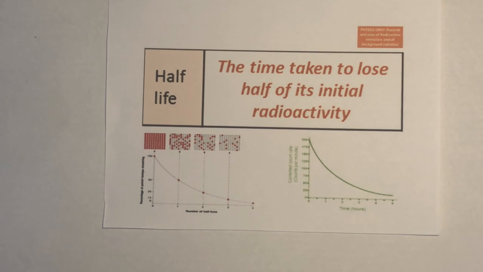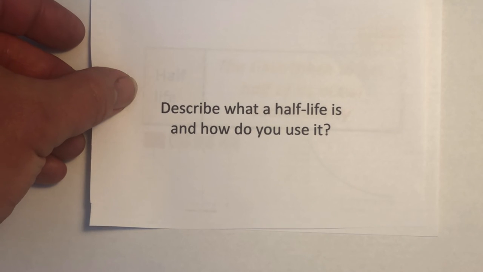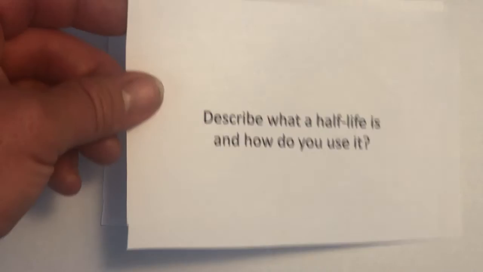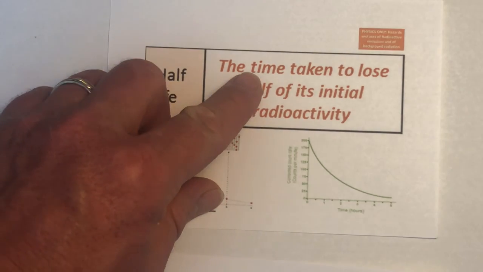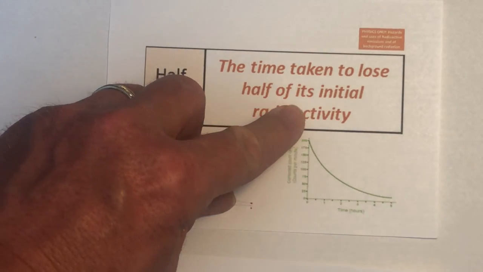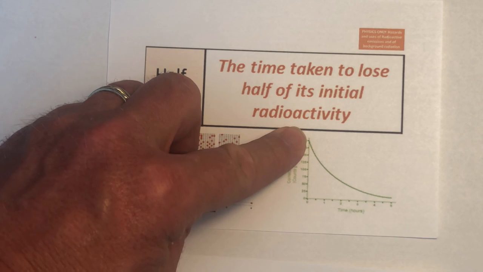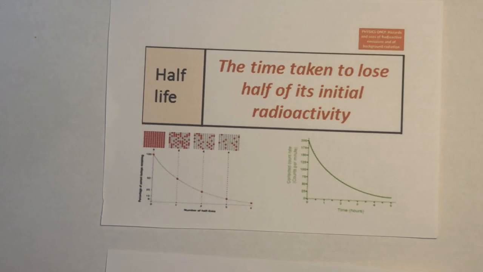something died. Now, I'll be doing a later video in a bit more detail about half-lives and how you can actually use them. But the question is, describe what a half-life is and how do you use it? A half-life is the time taken to lose half of its initial radioactivity, and it's used in carbon dating using carbon-14.